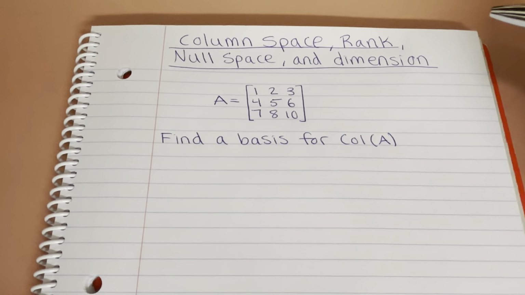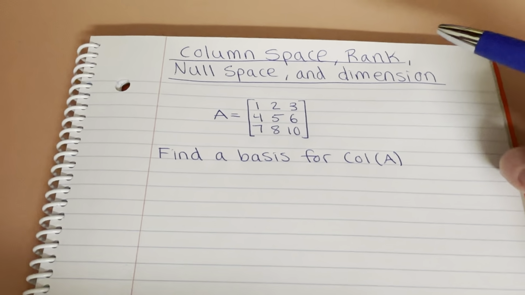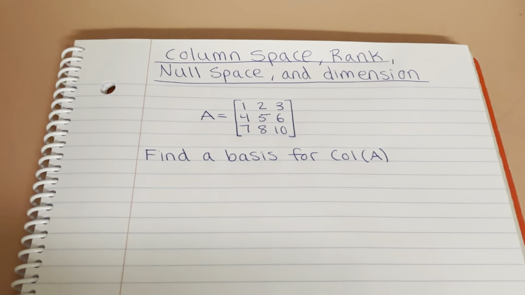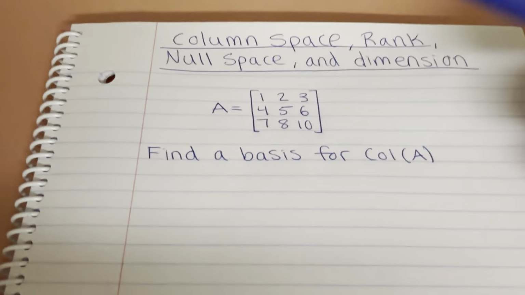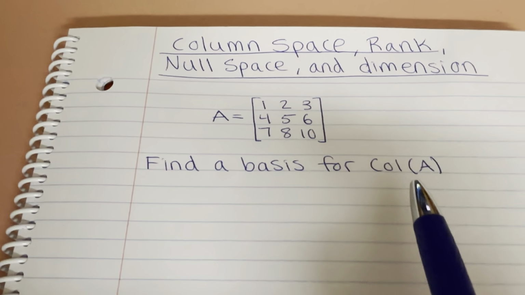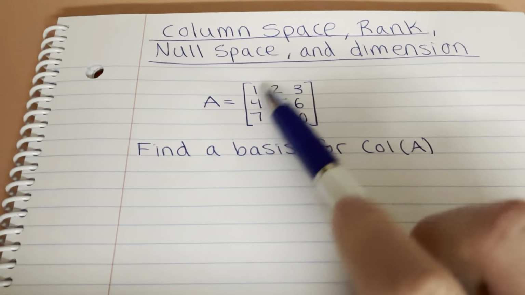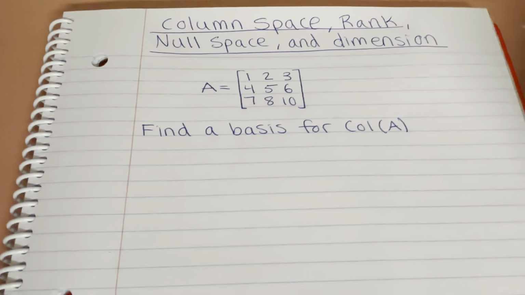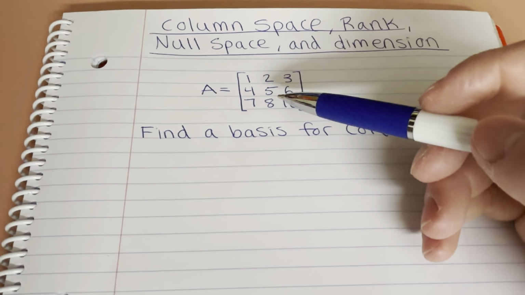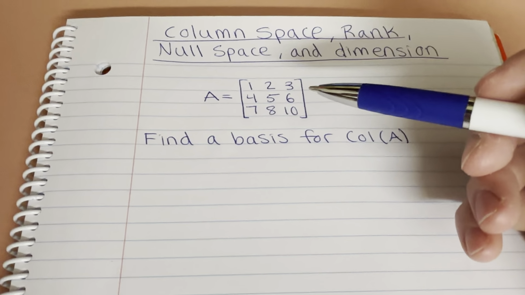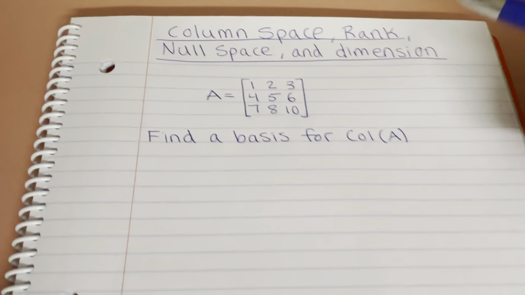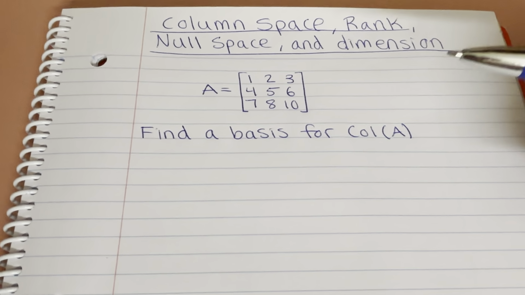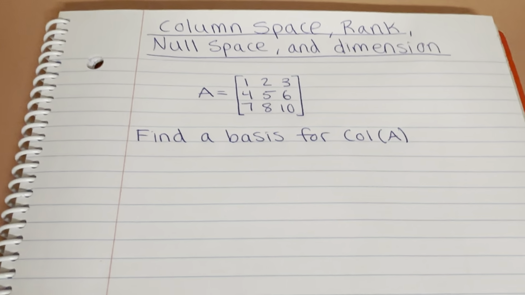Hello everyone, so today we're going to be finding column space, rank, null space, and dimension of a matrix. For this question, we're going to find a basis for the column space of A, and A is our matrix right here. First, to find the column space, we want to convert this matrix into row echelon form, REF. Once we do that, we find the pivots in row echelon form. So let me calculate the REF real quick.